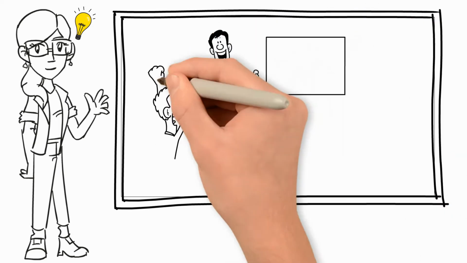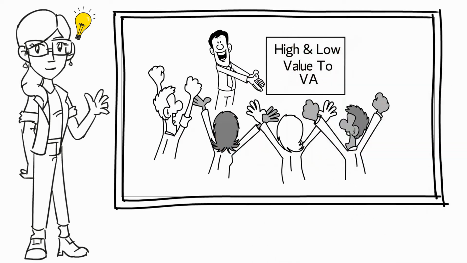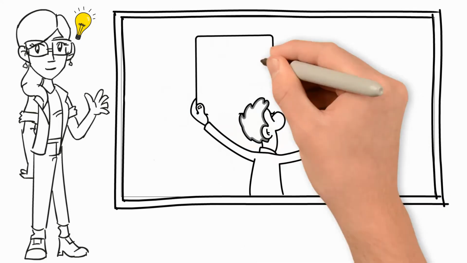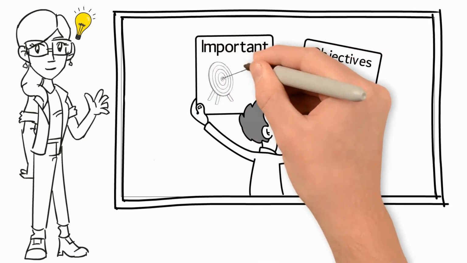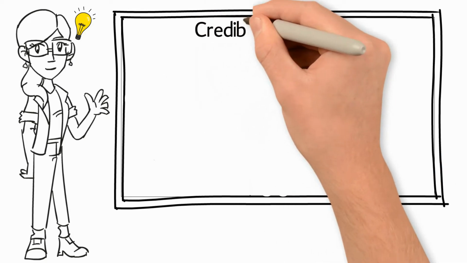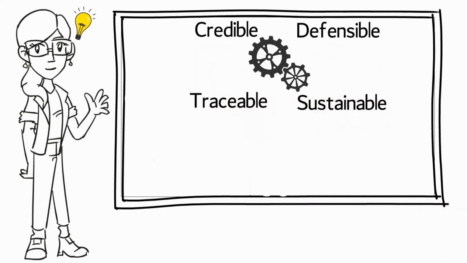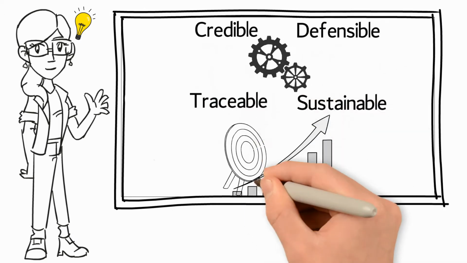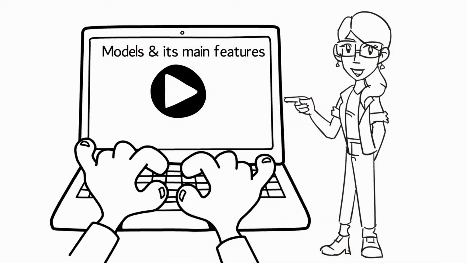2. Improved leadership decision-making due to better understanding of what is high and low value to VA. 3. Alignment on the most important objectives VA must achieve to adapt capabilities with changing veteran needs. 4. Credible, defensible, traceable, and sustainable methodology for prioritizing strategic and mission requirements. This animated video will introduce you to the model and its main features.